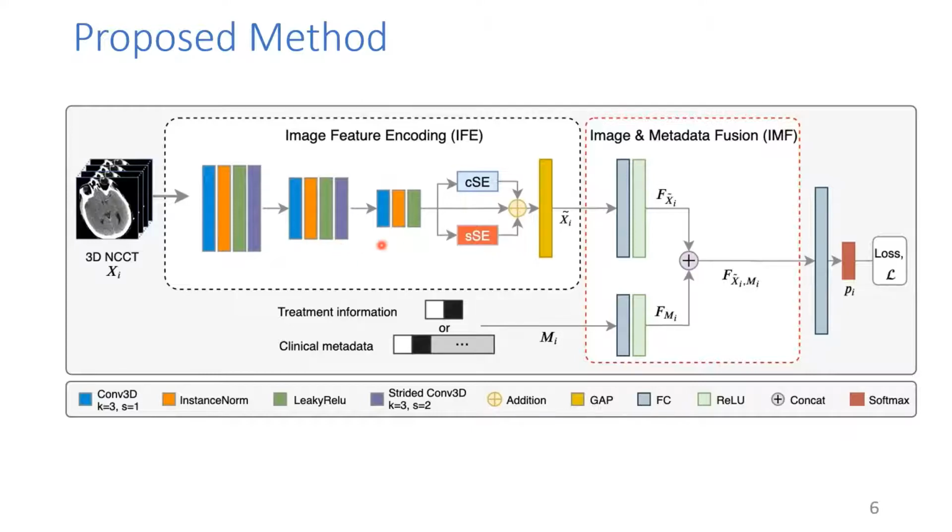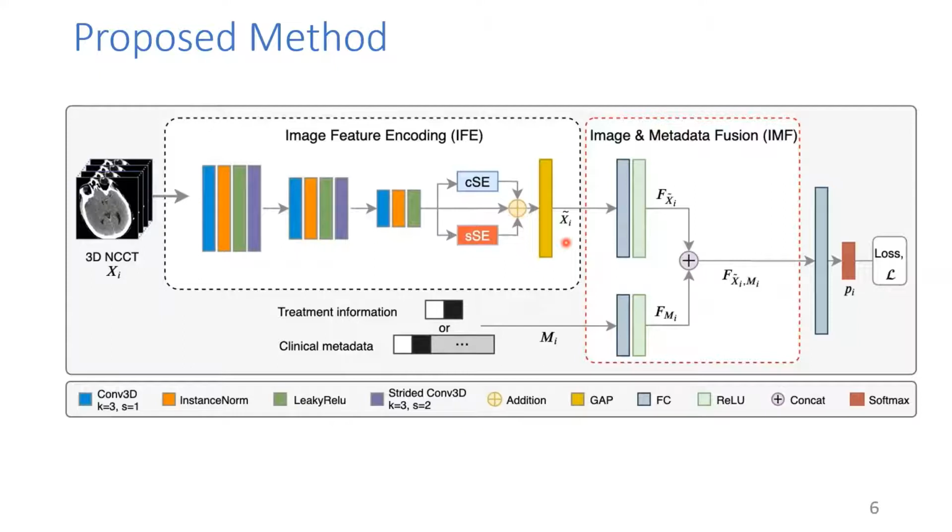Next, convolution features are fed into 2 attention modules, channel squeeze and excitation and spatial squeeze and excitation, which help the network to focus on more discriminatory features both spatially and channel-wise. Later, attention module features and convolution features are aggregated and global average pooling is applied to generate a 1D image feature vector before passing into the fusion module.